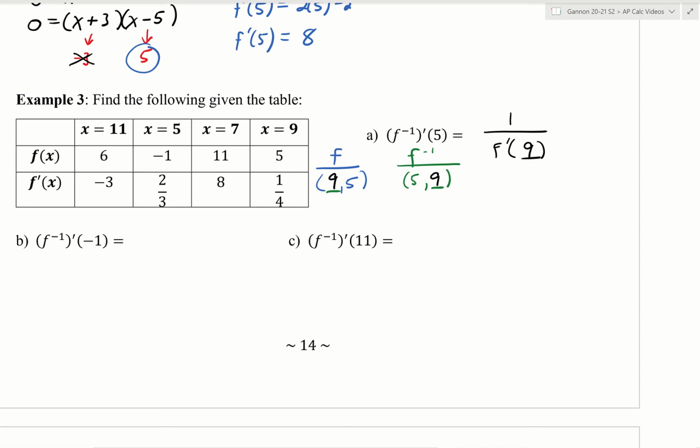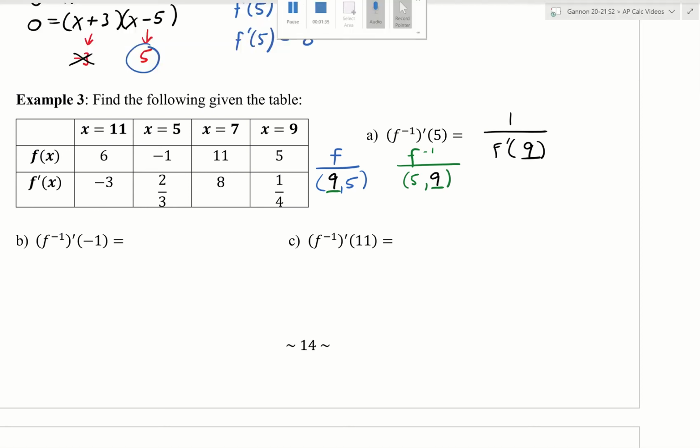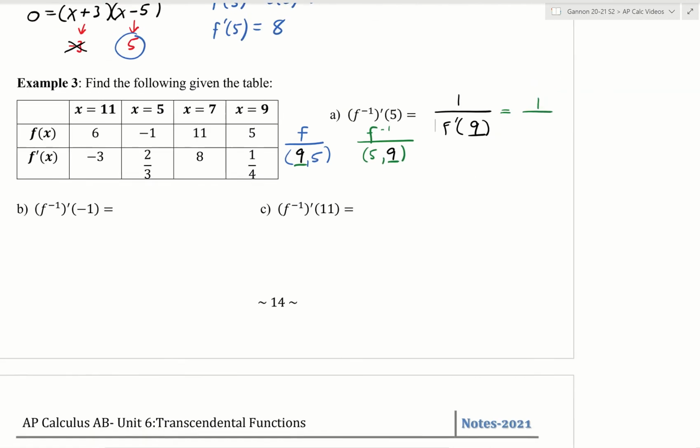And then once you've got that figured out, it's a matter of substitution to find the derivative. So we're going to end up with 1 divided by, well, the derivative of f at 9 is 1/4. So 1 divided by 1/4, which is 4. So right there, the derivative of the inverse of f at 5 is 4. And you really can go through and just follow that process all the way through for these.